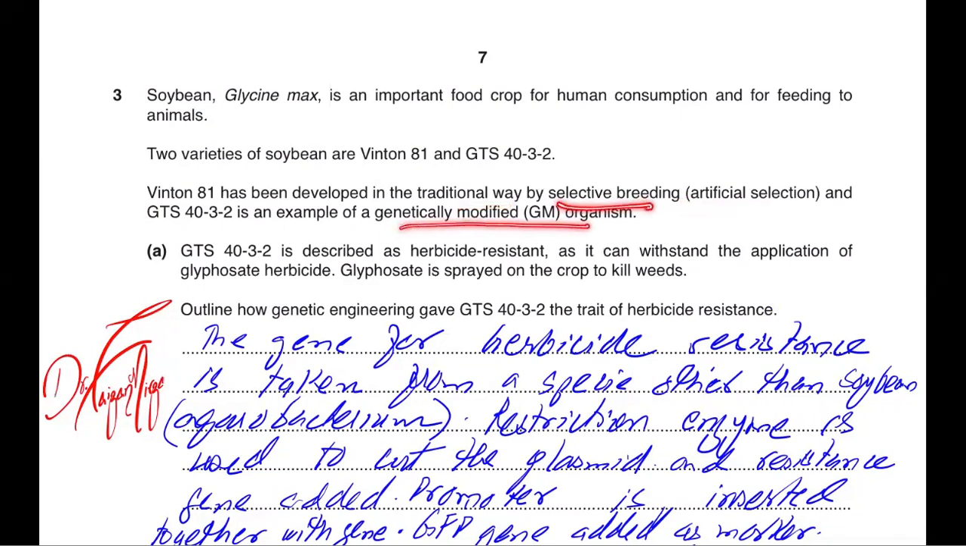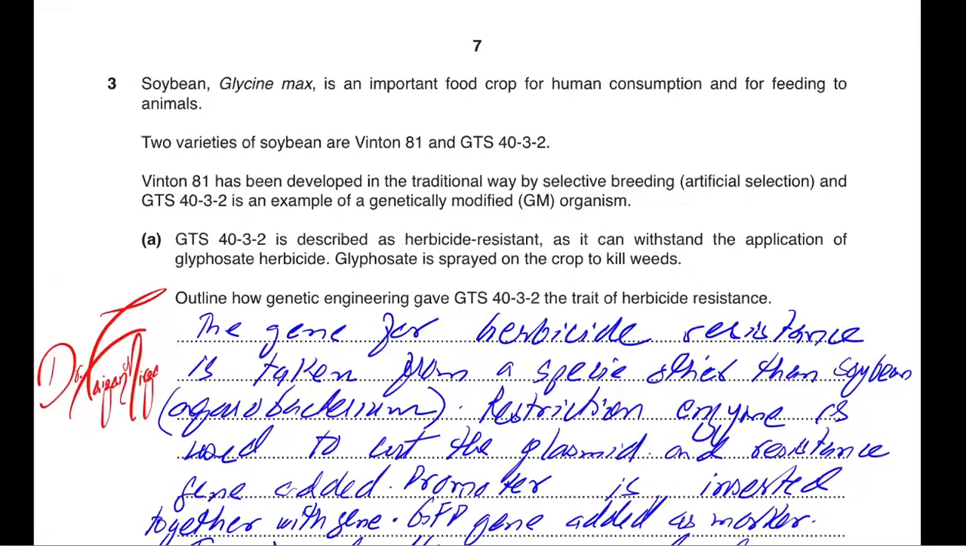So there are two varieties. This one, which is genetically modified, is herbicide resistant. It can withstand application of glyphosate herbicide. Glyphosate is sprayed on the crop to kill weeds. Outline how genetic engineering gave this particular variant the trait of herbicide resistance.